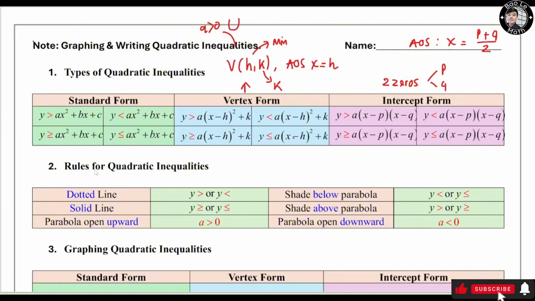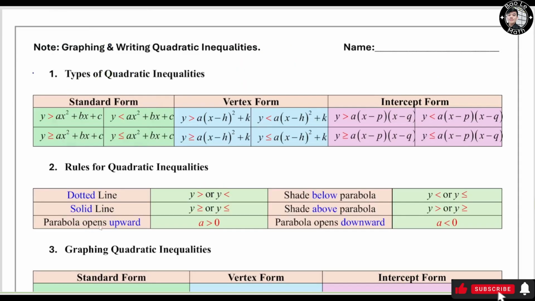Now we're going to talk about the rules for quadratic inequalities. If you have y greater than or y less than, we're going to use a dotted line. Y greater than or equal to or y less than or equal to, we're going to use a solid line. If a parabola opens upward, a is greater than 0; if it opens downward, a is less than 0. Now, if you see y less than or less than or equal to, you're going to say below the parabola. If y greater than or y greater than or equal to, you're going to say above the parabola.